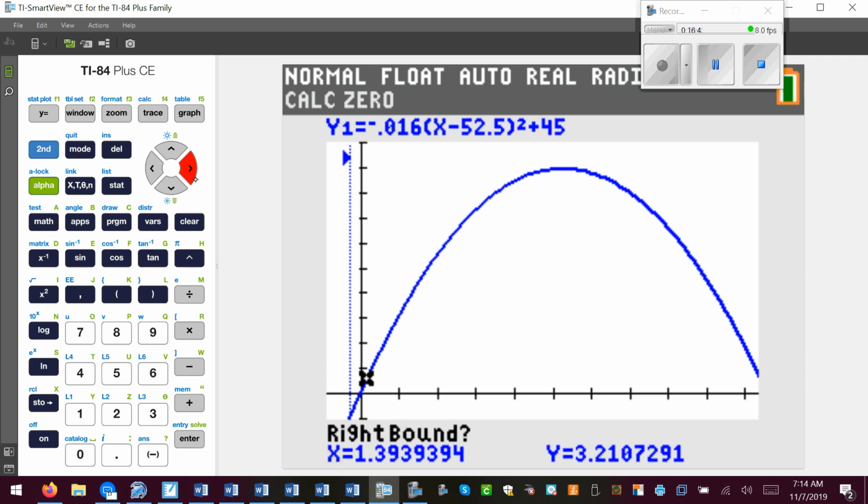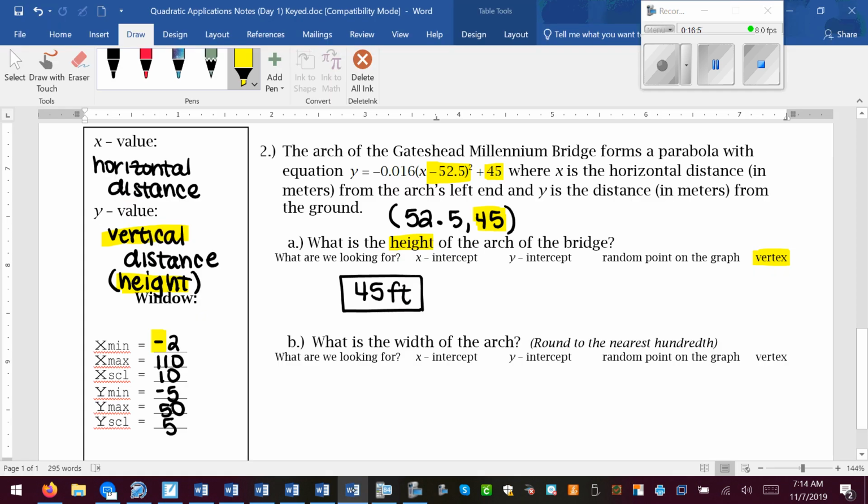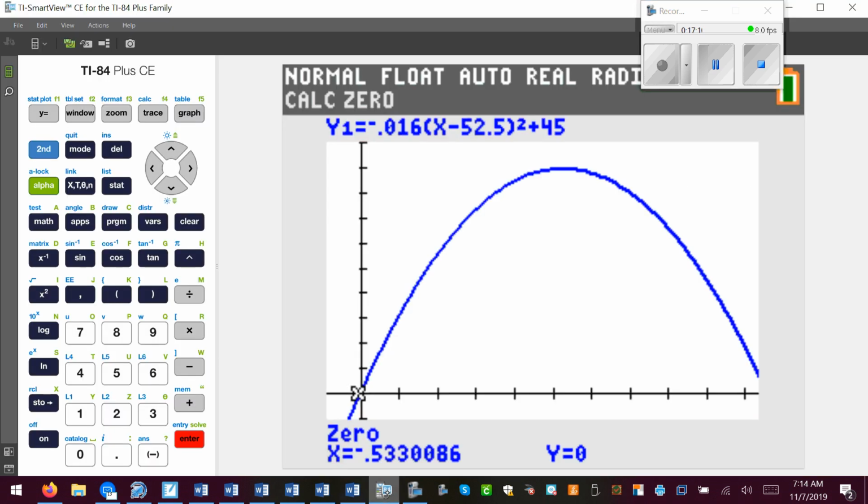Then it says, what's the right bound? So I go over to the right of it. Again, numbers are not important, but right now you can see that the x-intercept is between the two dashed lines. So I'm going to hit enter one more time, and it tells me negative 0.53 comma 0. And again, if I'm looking for the width, I need to find the two x-intercepts and find a distance. So now I'm going to go find the second x-intercept.